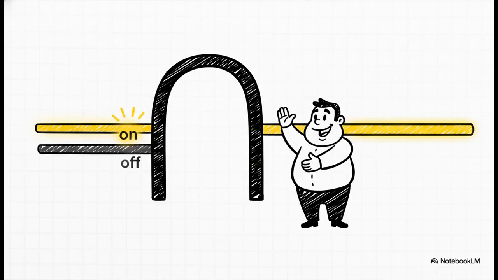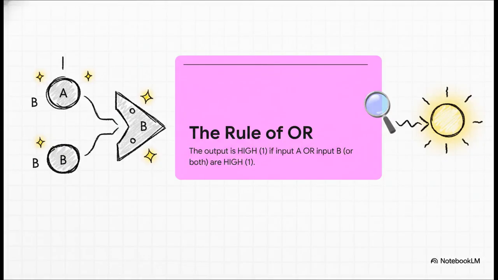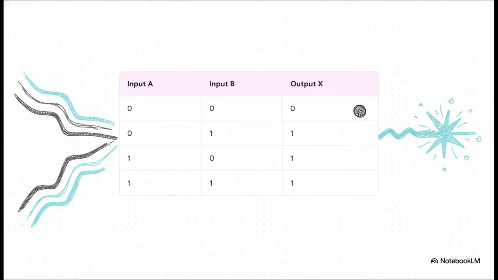All right, next up, let's meet the OR gate. Now, if the AND gate is that strict bouncer, the OR gate is its much more easygoing friend. This gate's rule is super simple. It'll give you an on signal if input A is on, or if input B is on. And hey, if they're both on, that's great too. The door's wide open. Its truth table shows this perfectly. The only possible way to get a 0 out of this thing is if both inputs are 0. Any other combo, you're getting a 1.